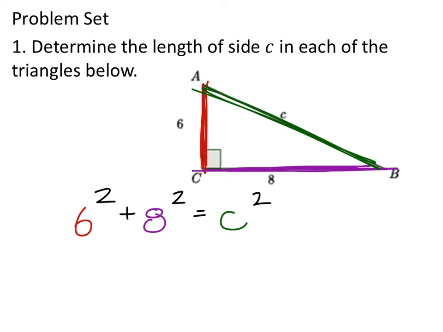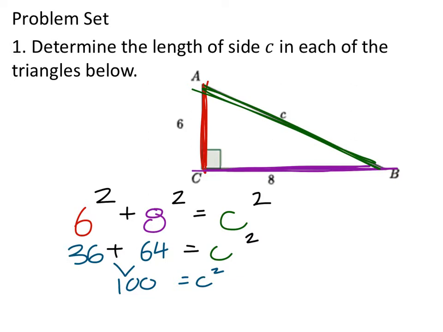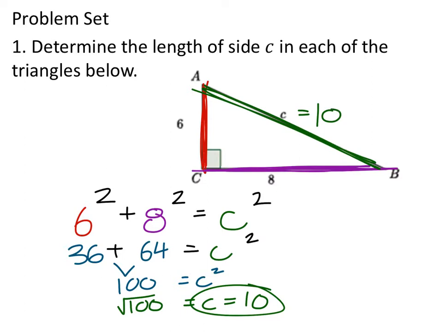So evaluating this, 6 to the power of 2 is 36. 8 to the power of 2 is 64. So when I add those together, I should get the hypotenuse squared. And 36 plus 64 is 100. And this equals the hypotenuse squared. But I don't want the hypotenuse squared. I just want the hypotenuse. So I'll take the area, square root it, and I see that the square root of 100 in my calculator is 10. So the length of this hypotenuse is 10.